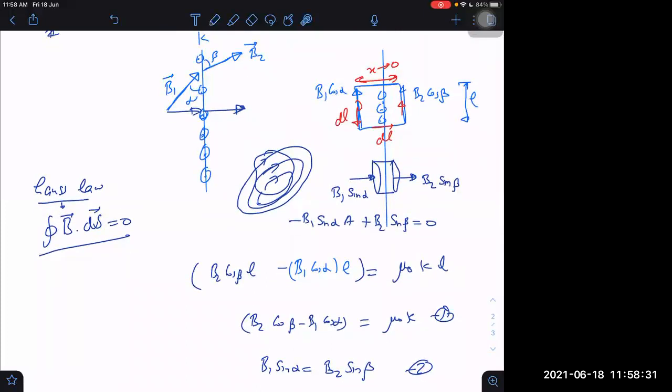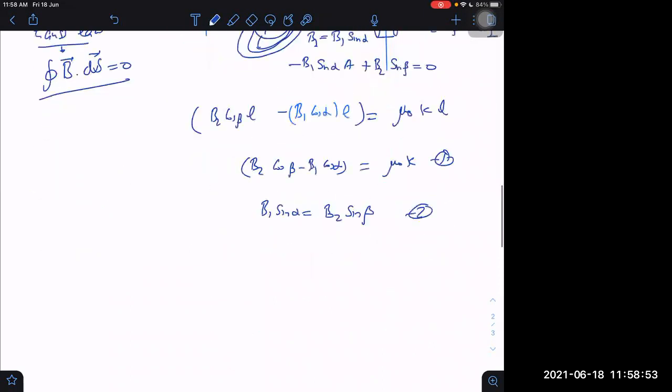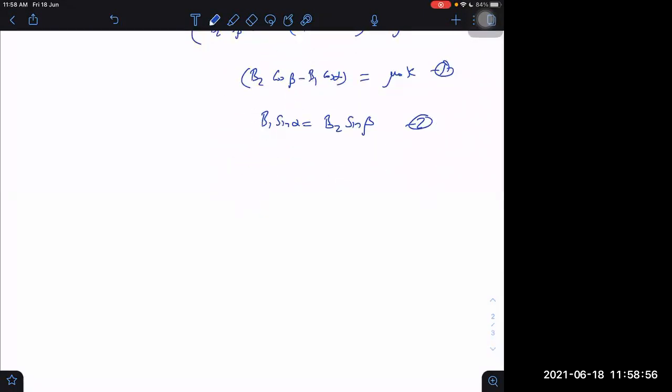So what would be the force contribution due to this B sin alpha, B sin beta? In which direction will the force be acting? K is outwards, and this is in horizontal direction. So can you tell what will be the force? Let us call these B perpendicular, this is also B perpendicular. The force, or pressure, will be equal to K into B perpendicular.